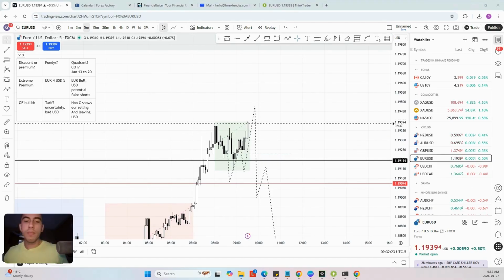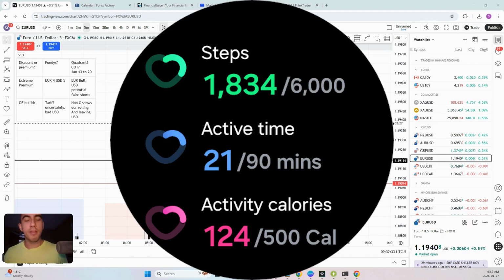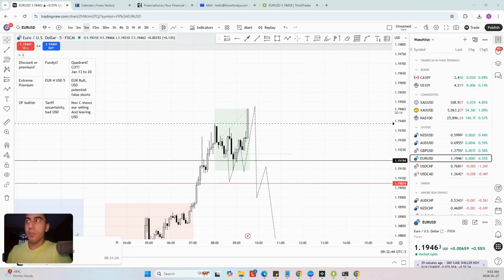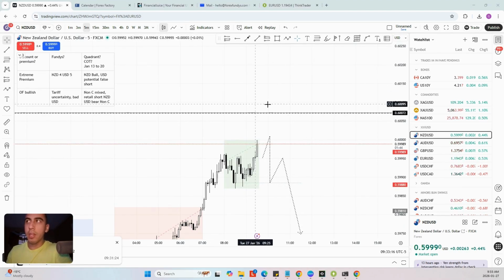So it's important to have your rules in place, follow them, set your alerts, walk around the room. That's what I did. I got my steps in for a little bit and just waited. Be patient. Patience pays. We're 7 pips away from sweeping on NZD.